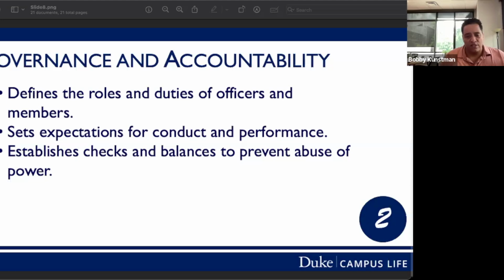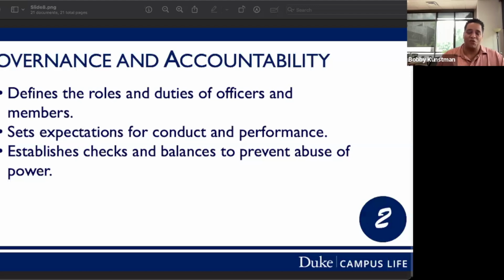When you think about governance and accountability, it also provides an opportunity for setting expectations for conduct and performance. And really, what is that? What do you hope of your members? What do you expect of them when they show up in a meeting? Do you want an atmosphere that is professional and respectful? Do you want an atmosphere that is playful and fun? But really, as you identify those expectations, it helps guide folks so they know what they're looking for.